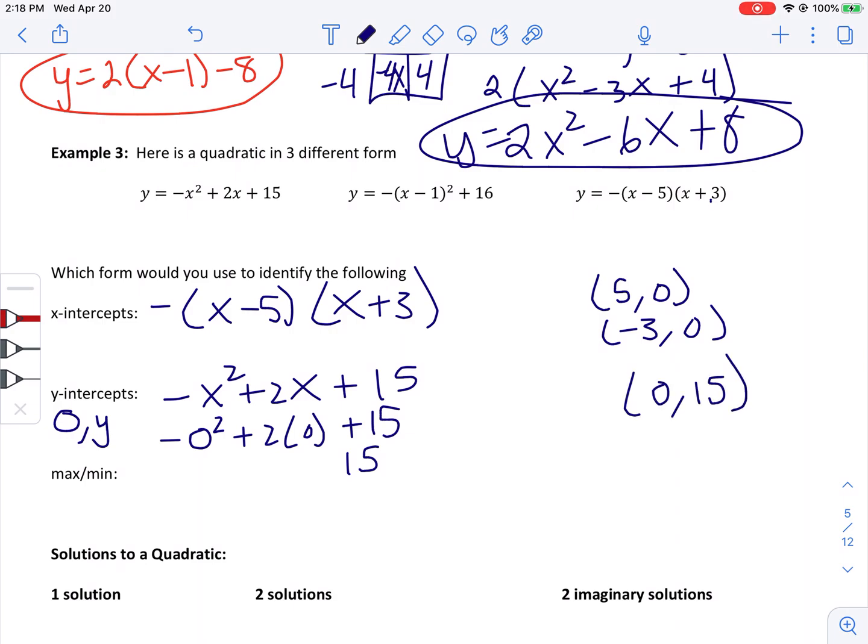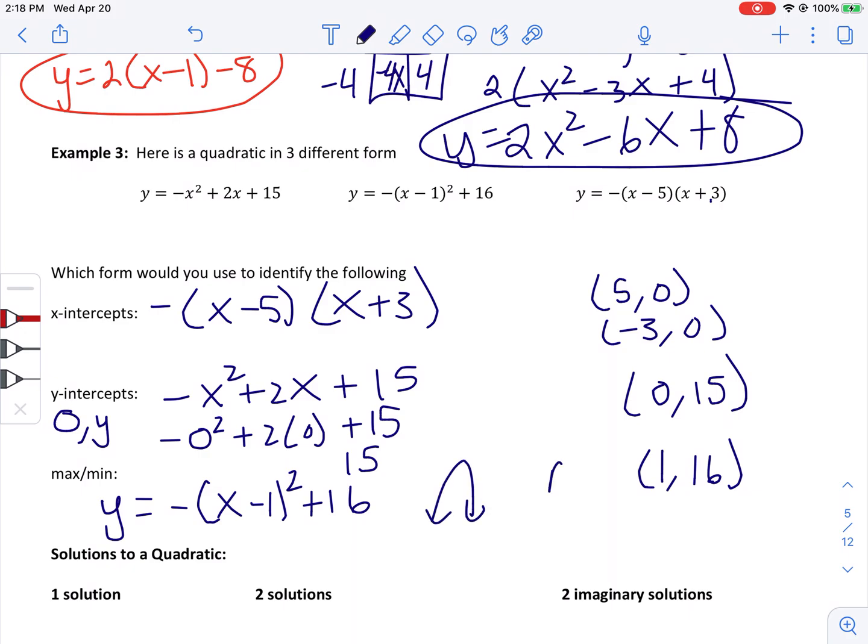And the min-max, well, that's our vertex form, negative (x minus 1) squared plus 16. So our vertex is (1, 16). And is this a min or a max? Well, I know it's facing down, so this has to be a max.